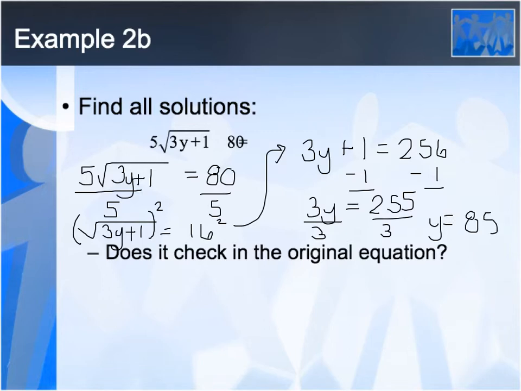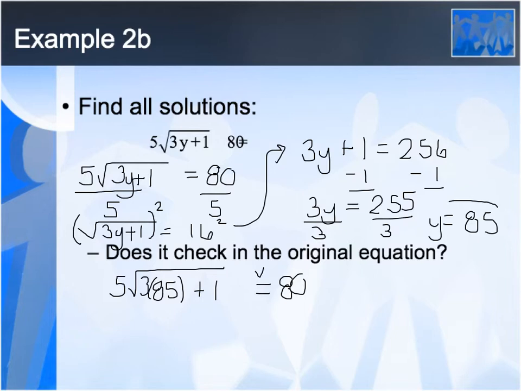But this equation involves solving an equation with a radical, so I have got to make sure it works. If I take 5 times the square root of 3 times 85 plus 1, I want to make sure that that is in fact equal to 80. Well, when I type 5 square root 3 times 85 plus 1, it does check out, so my solution is in fact y equals 85.